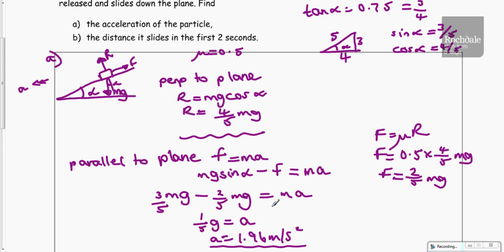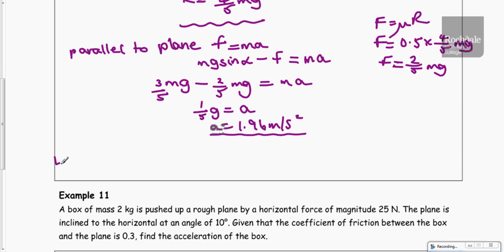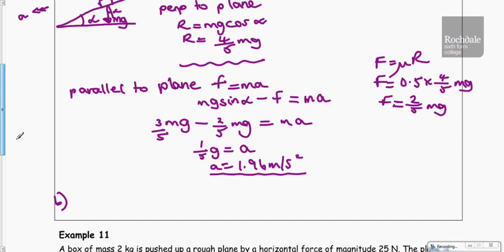So that's the first part of the question done: find the acceleration of the particle. We've now got to work out how far it slides in the first 2 seconds. So think about what we know. It's accelerating along the plane with an acceleration of 1.96. We know that it's going for 2 seconds. We know that the initial speed was 0. And we've got to work out how far the particle goes. So this is a kinematics question.